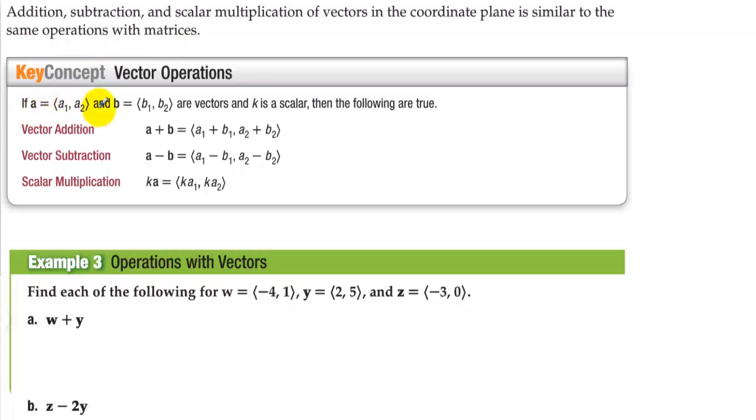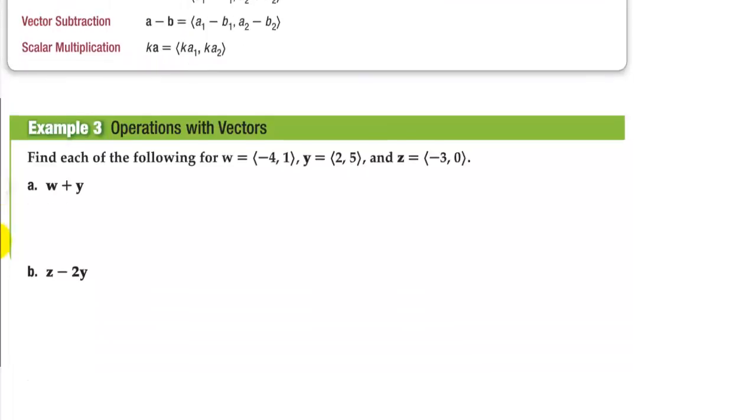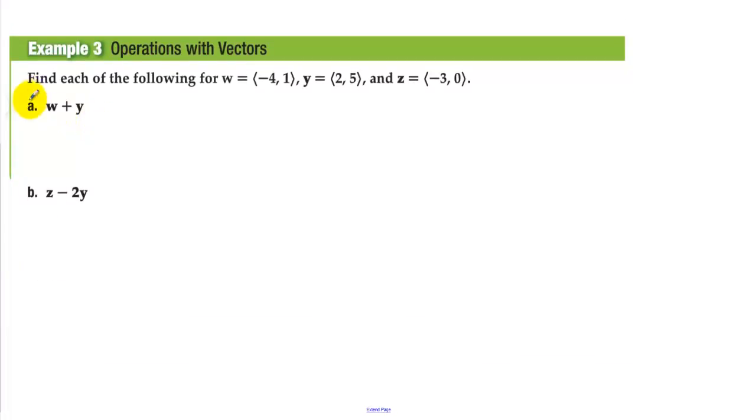If A is A1, A2, and B is B1, B2 are vectors and K is a scalar, then the following are true. To add two vectors, you add the x's and you add the y's. To subtract two vectors, you subtract the x's and subtract the y's. And if you're going to multiply a vector times a number, you can just multiply the x and the y components times that number. It's very straightforward. So let's try a couple here.